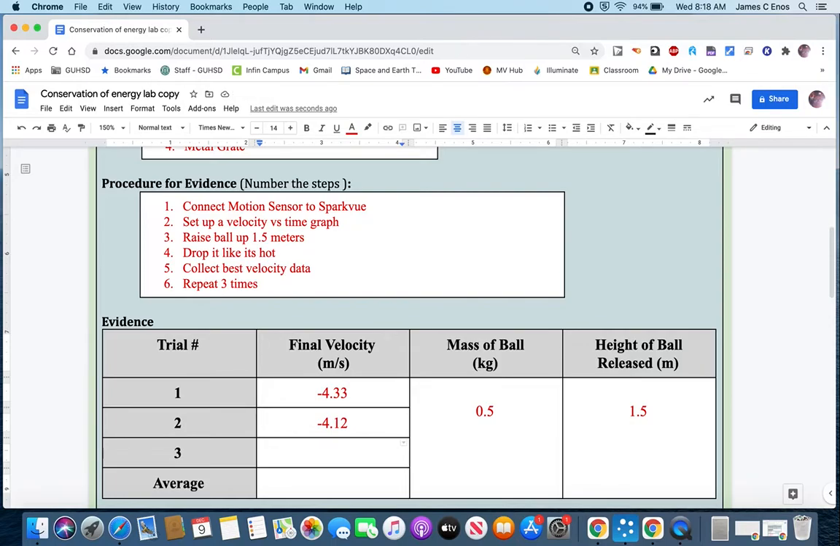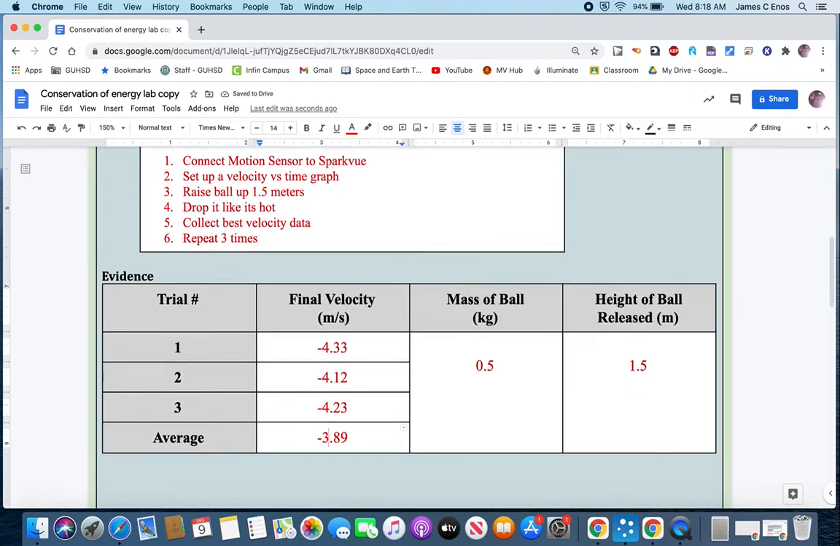then I'm looking now in my run number 3, and this gave me a negative 4.23, and I have a 4th data point of a 3.89. So all these were negative because the ball was falling down during all these times.